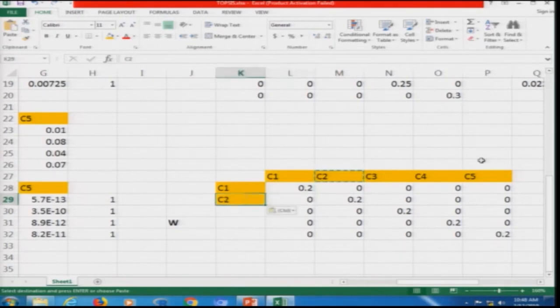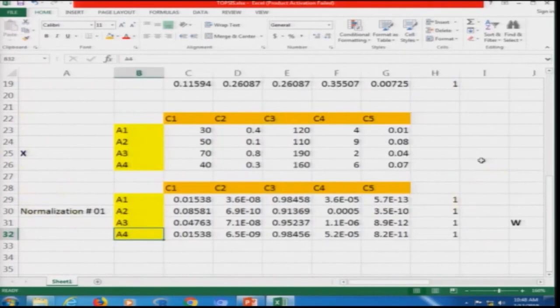So, this becomes 2. This becomes 3, this becomes 4, this becomes 5. So, this you have the weights.